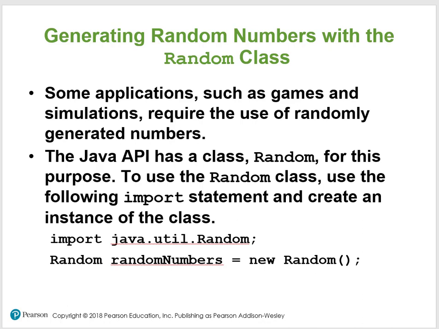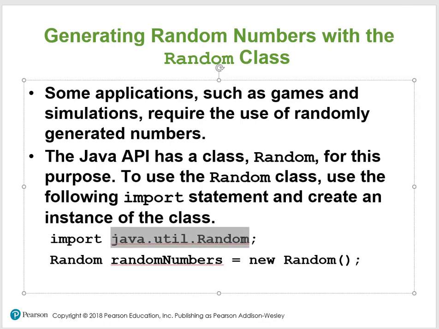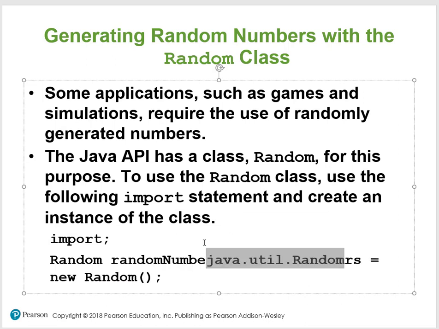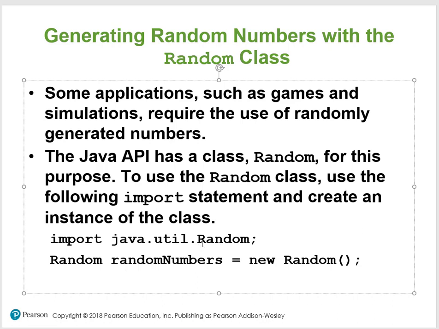In some applications, such as game programming and simulations, you need random numbers. A nice thing that Java has is an API with a class called Random. To use this Random class, you need to import the library file called java.util.Random, and of course you use this import. It creates random numbers.